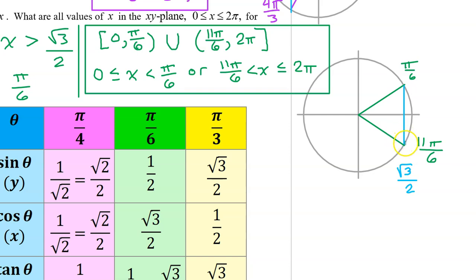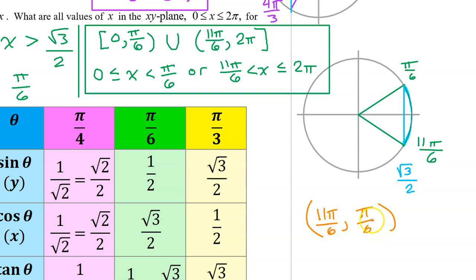Let me mention a couple of common mistakes I want you to avoid. Many students will notice that the solutions are on this part of the unit circle right here. So it's tempting to try to write one inequality that includes this part of the unit circle. So by mistake, sometimes students will do something like this and say the interval from 11 pi over 6 to pi over 6. But this does not make sense because 11 pi over 6 is bigger than pi over 6. So we would never say that.